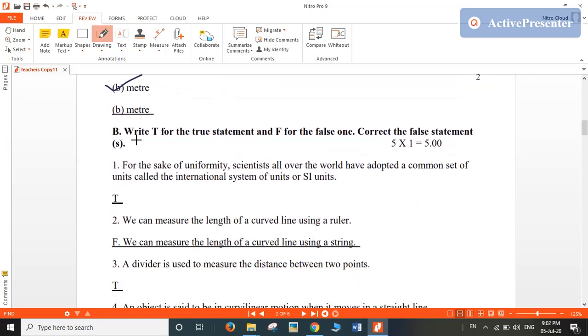Then the next exercise: write T for the true statement and F for the false one, and correct the false statement. So you have to write T and F, and if the sentence is false then you have to correct it. For the sake of uniformity, scientists all over the world have adopted a common set of units called the International System of Units or SI units. So this statement is true.